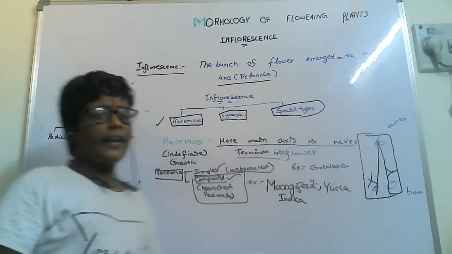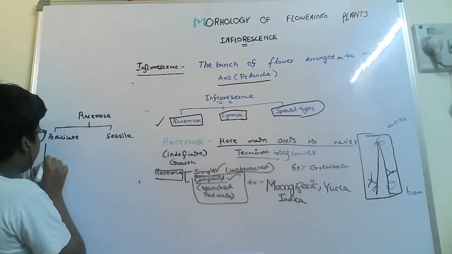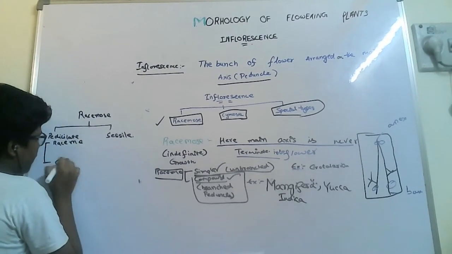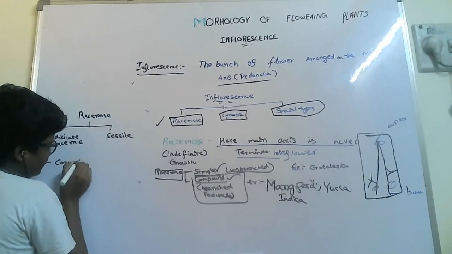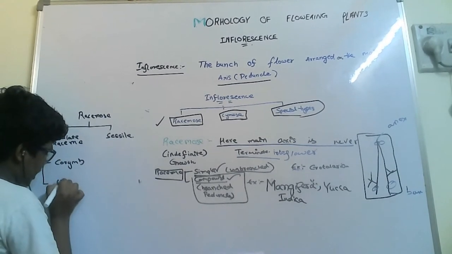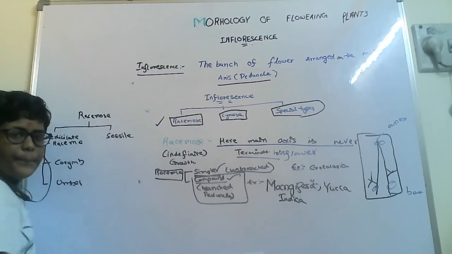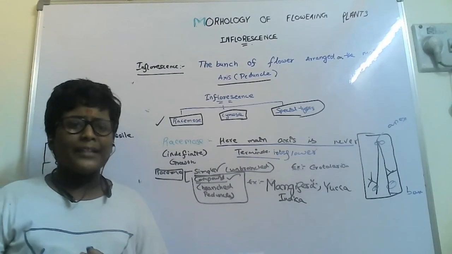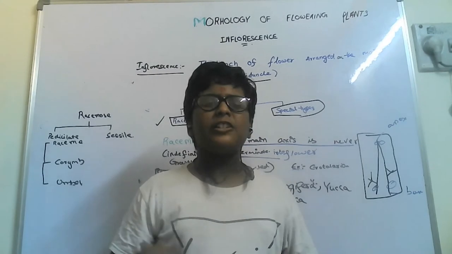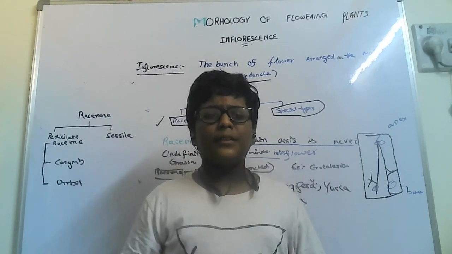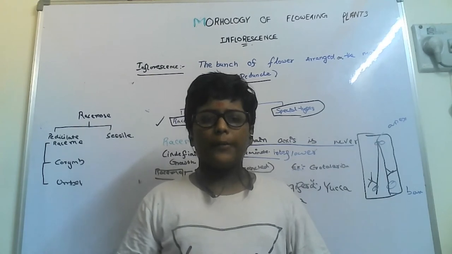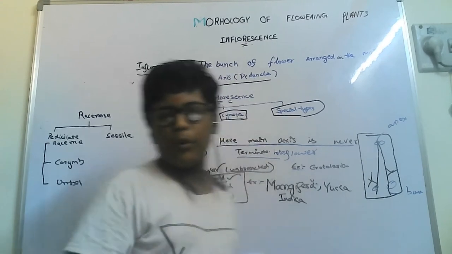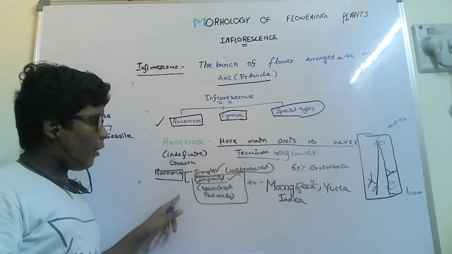Pedicellate is again divided into three types: raceme, corymb, and umbel. Here, the raceme is the same as the racemose. And the raceme is divided into two types: branched and unbranched.